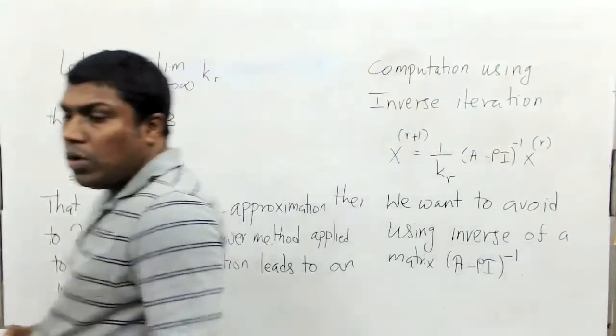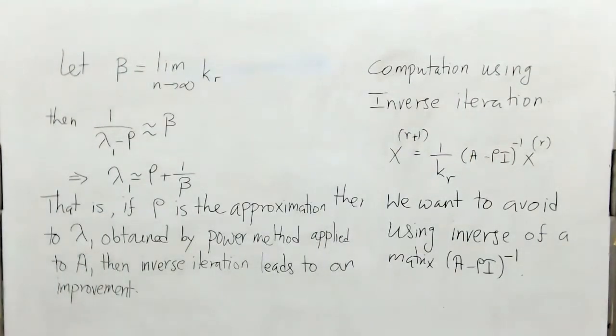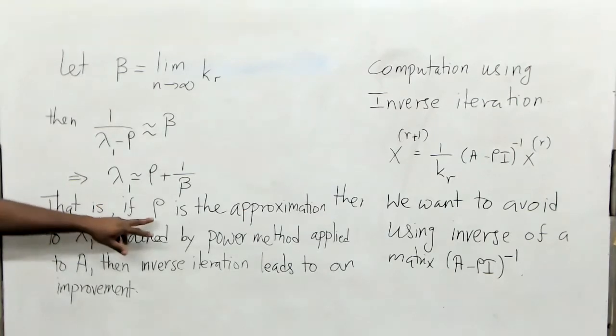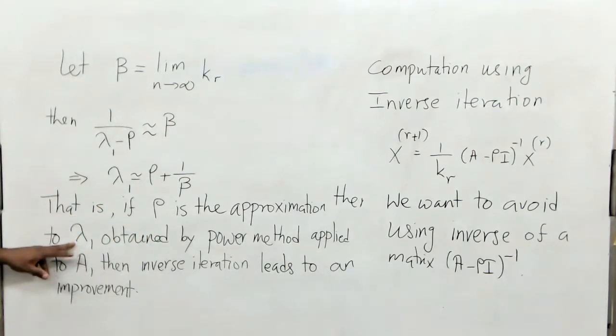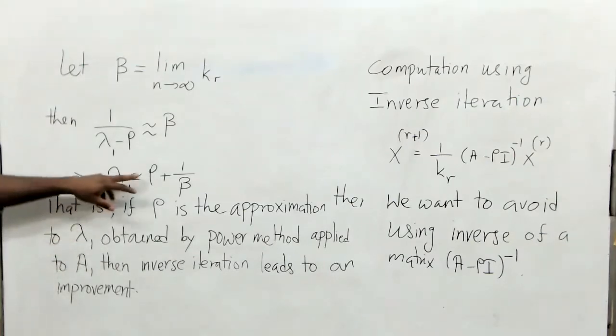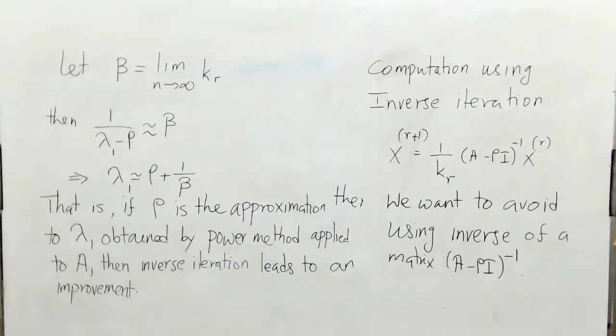Right, so we don't want to use this because in numerical computation, finding an inverse matrix is a very painful and difficult computation, right? Especially because of this application, you know that you choose rho as the approximation to lambda 1. So already rho and lambda 1 are very close, right? Like in the example I said, 9.125 and 9.1244.